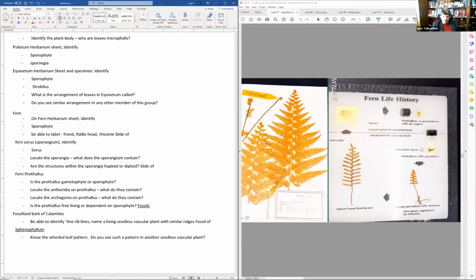The young fronds are known as fiddleheads because they're in the ground, and then they open up and look like a fiddle violin head, and then they open up, and here we have a frond. Frond, fiddlehead, rhizome. Rhizome is the underground stem. And then you will need to find the sorus or sori. So let's take a look.